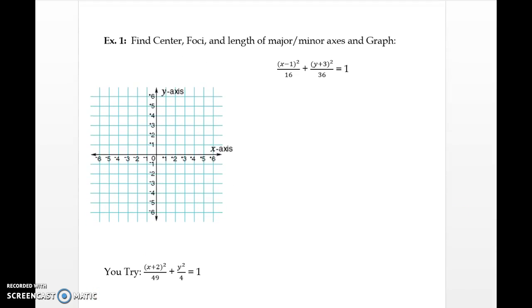So example 1 says find the center, foci, and length of the major and minor axis and graph. I can tell a squared is 36 because that's a bigger number. The bigger number is under y, so I know this is going to be vertical.